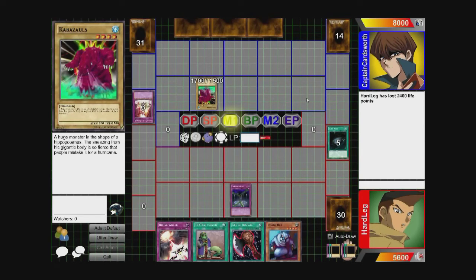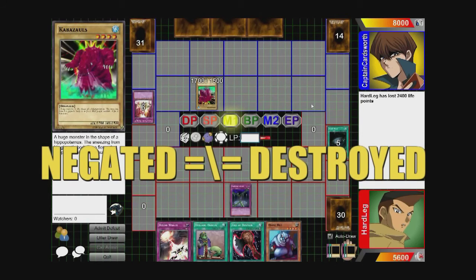Since Dark Hole was negated, it has no effect, thus saving your opponent's other monster from destruction. In addition to showing how complex chaining can make for interesting and strategic plays, this example also highlights an interesting point that often confuses newer players: the idea that a card's effect is not directly linked to that card being on a field. Just because a card is destroyed does not mean its effect is negated. Negated and destroyed are two different things.